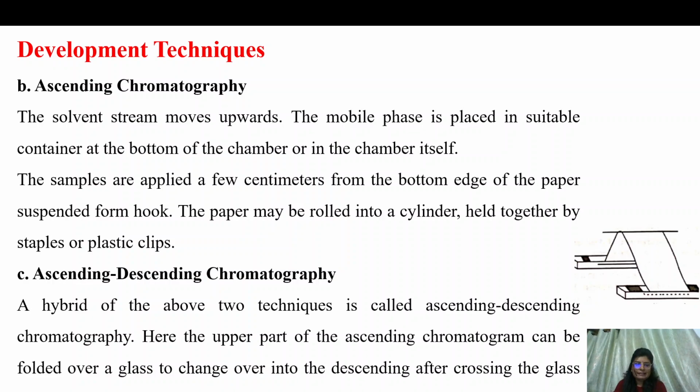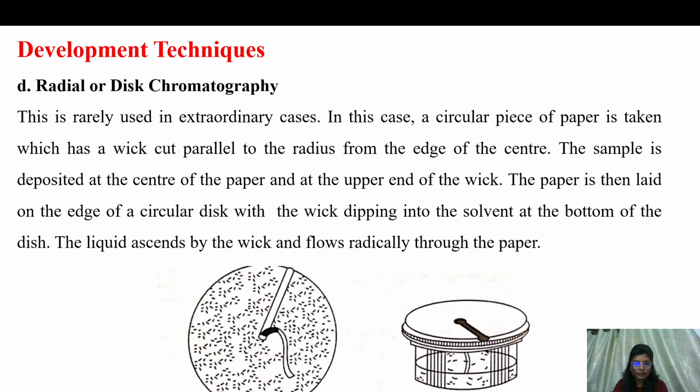Now let's talk about ascending descending chromatography. This can be performed in both ways, ascending and descending. As you can see in the diagram, the hybrid of the above two techniques is called ascending and descending chromatography. Here the upper part of the ascending chromatogram can be folded over a glass rod to change over into the descending mode after closing the glass rod.